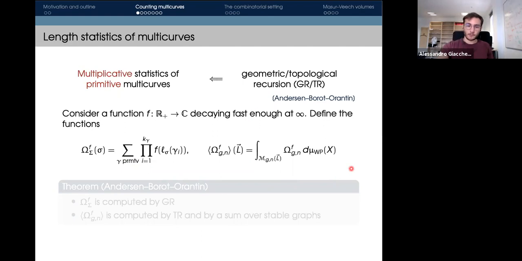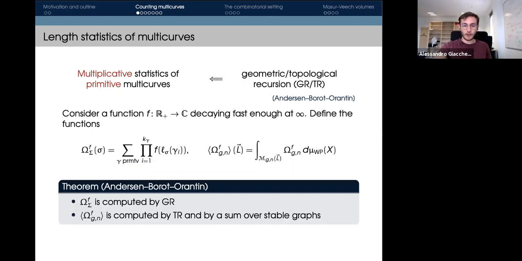And what Jon explained yesterday is that this function can be computed using geometric recursion, and its average can be computed by topological recursion. And also, well, he didn't explain this, but I will explain it now. You can also express this average as a sum over stable graphs. So the next 3 slides are just to recall these 3 facts.